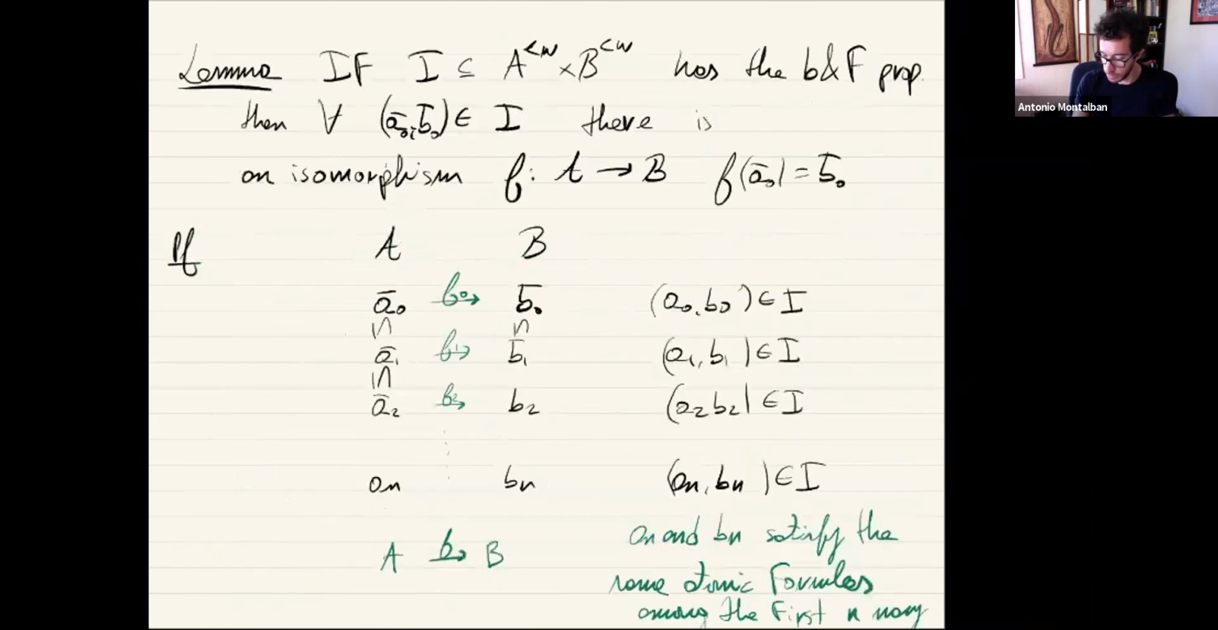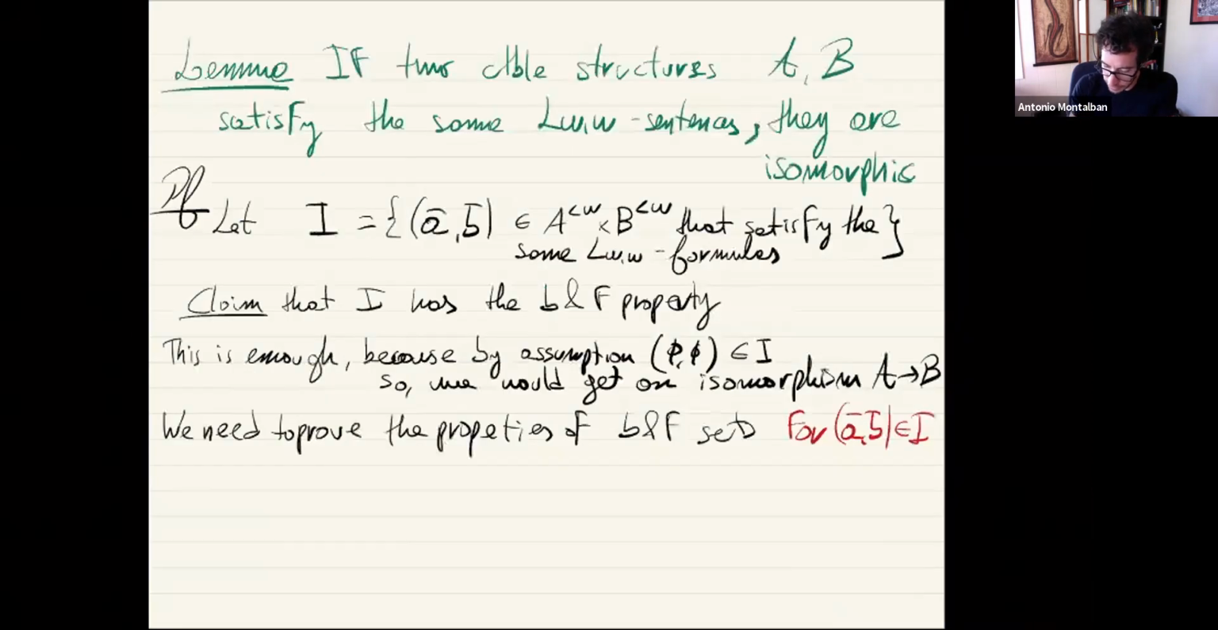Is this true? Well, the way we define the set, yes. To belong to the set I, you need to satisfy the same L omega 1 omega formulas, not just the atomic formulas. You need to satisfy all the L omega 1 omega formulas. So in this particular I, for sure, A and B satisfy the same atomic formulas. You satisfy much more than that. So that's pretty easy, right? So let's consider 2.